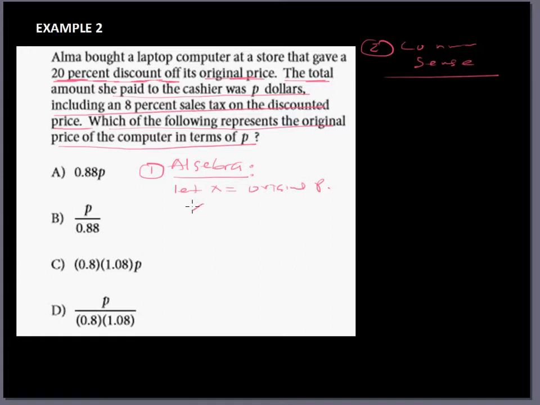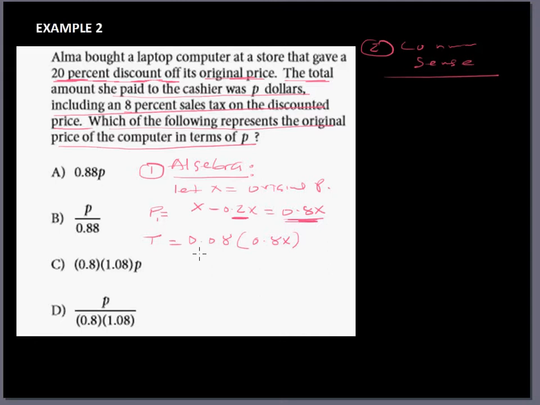So if x is the original price, then the discounted price will be x minus 0.2x, which will be equal to 0.8x. This represents 20% of the x. When I subtract, I get 0.8x. Now Amma will buy this price plus a sales tax on that. So this will be the discounted price, let's call it P1, and then tax will be equal to 0.08 times 0.8x. This is how much tax you pay.